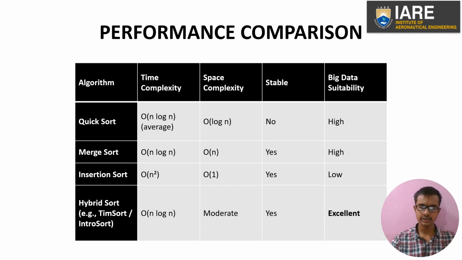For insertion sort, time complexity is order of n square. Space complexity is order of 1. It is stable and lowly suitable for big data. And finally, hybrid sort, for example, Timsort or Introsort or whatever we have discussed before. Time complexity will be order of n log n. Space complexity will be moderate. It will be stable and it will be excellently suitable for big data.